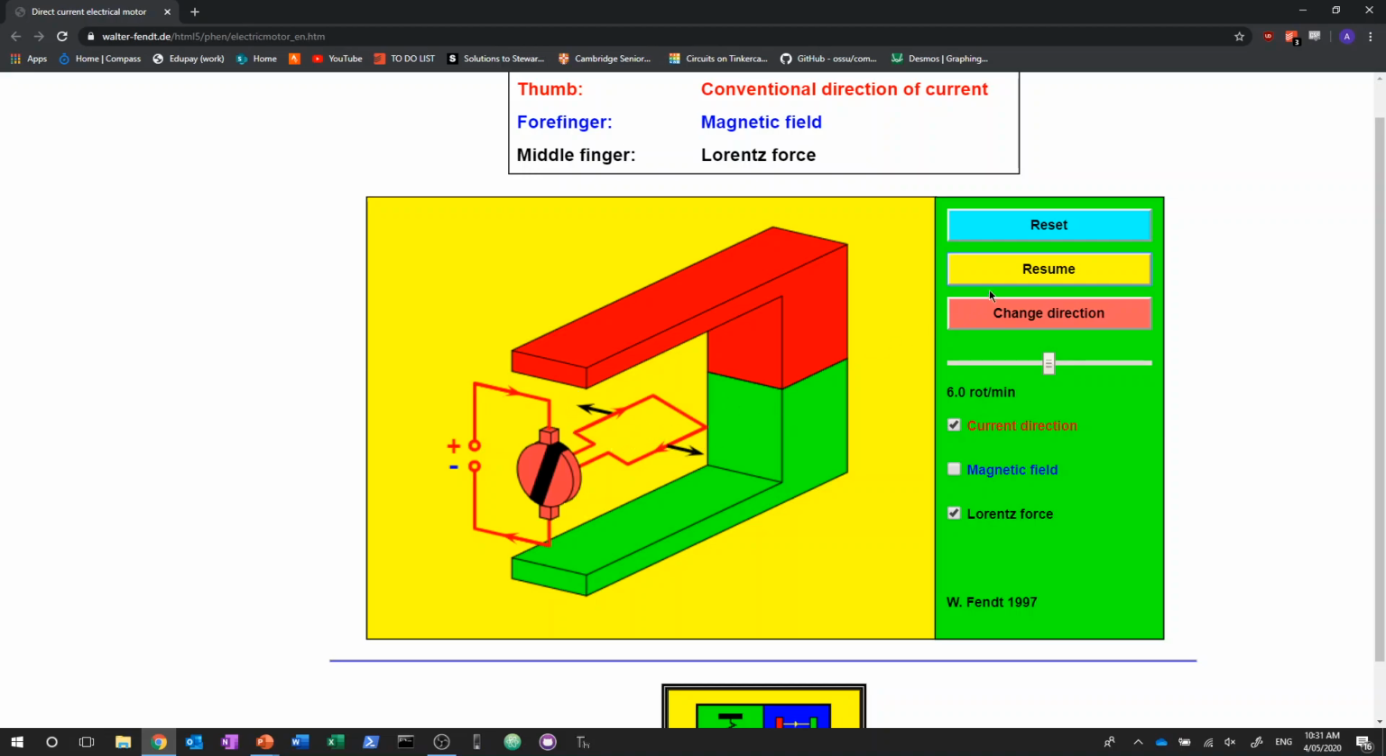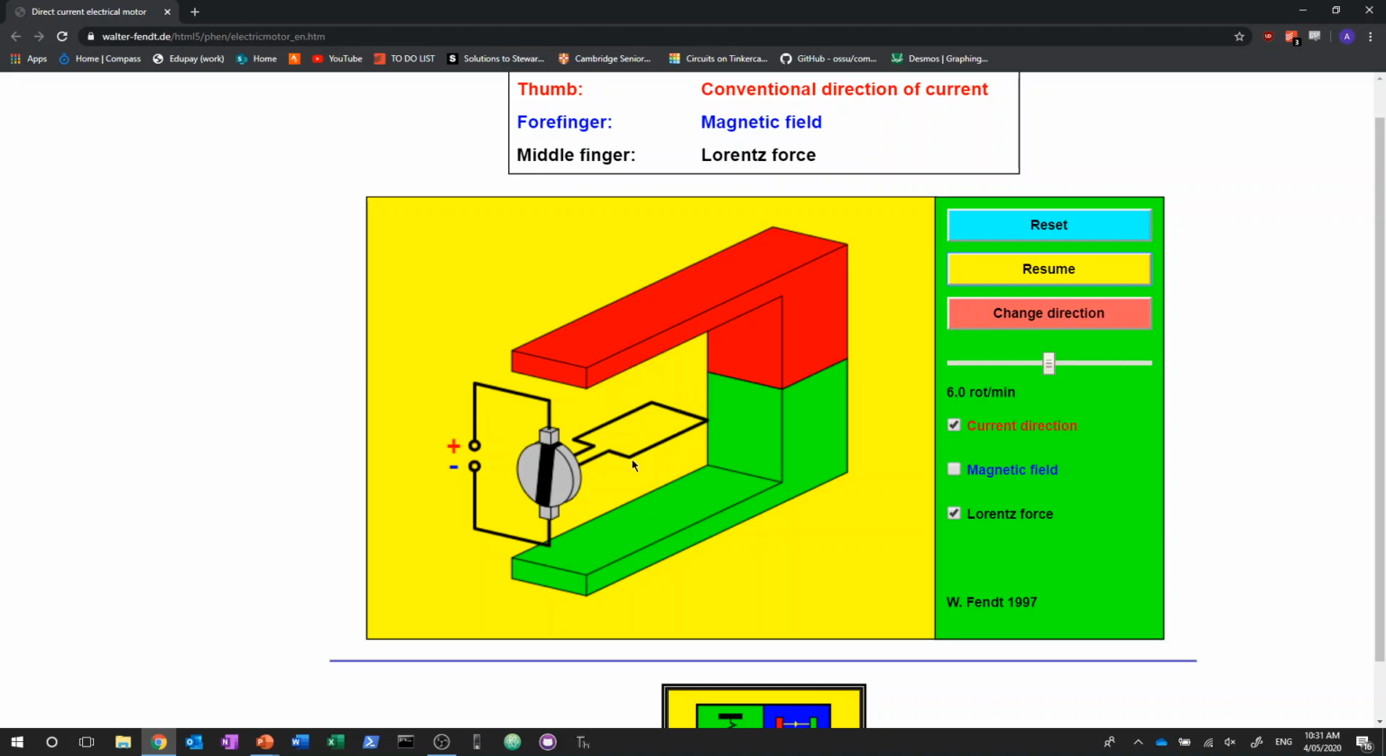However, if I was to just keep going, now this is a highly exaggerated commutator, this doesn't really happen in real life. At this point, the commutator is not touching the brushes at all. So what's going on in this idealized motor is that there are no forces acting on any of the sides because there's basically no current going through the coil.